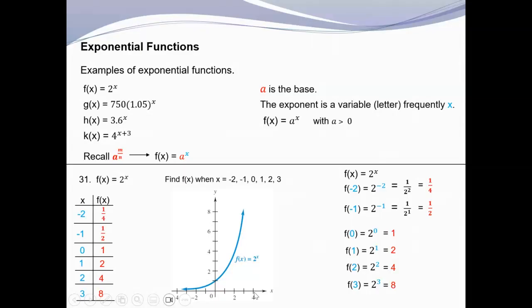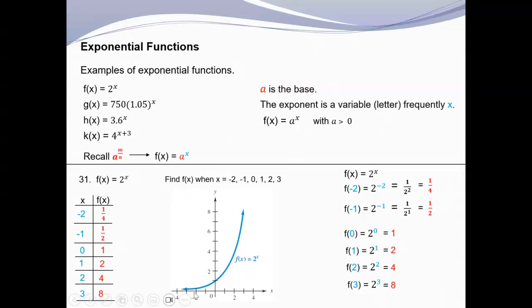But if we use 4, f of 4 will be 2 to the fourth power, which gives us 16. So 16 more likely is going to be off the grid. That's why these are the numbers for x that are more commonly used.